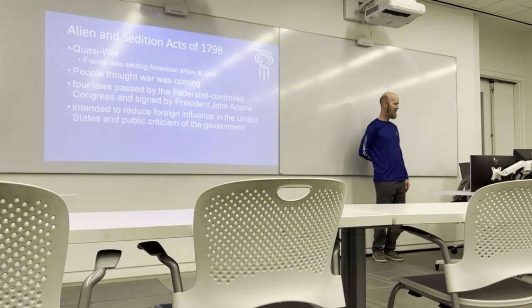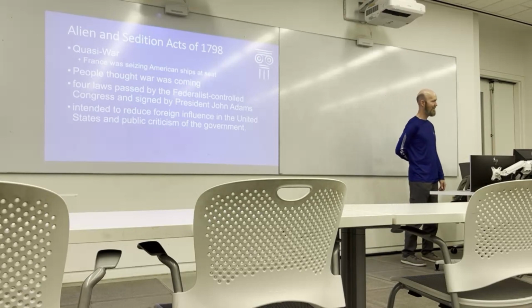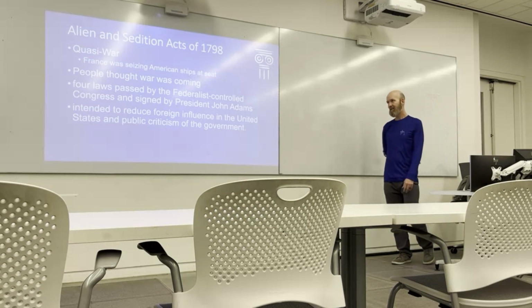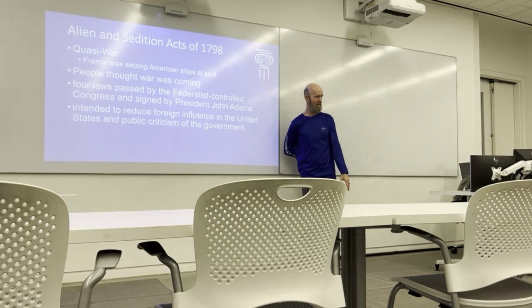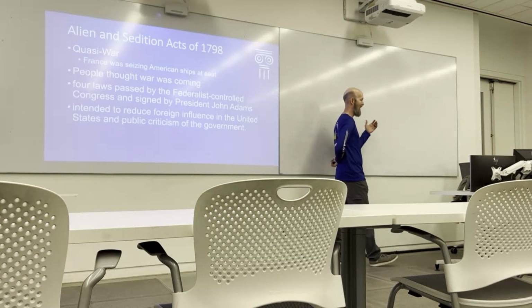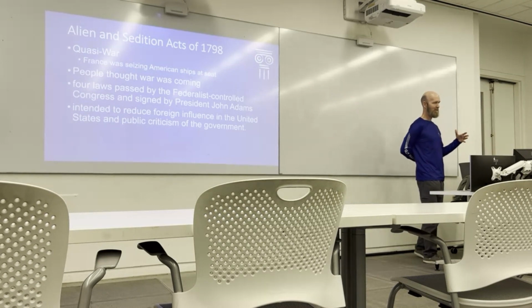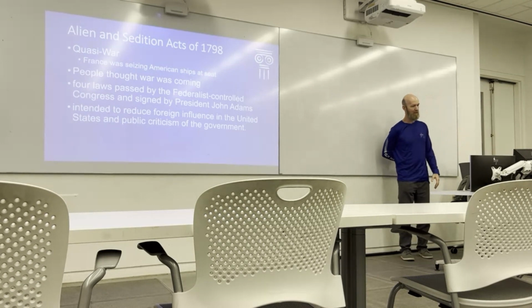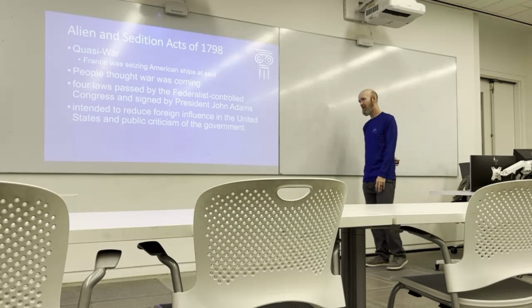The Alien and Sedition Acts. Alien means people from outside. Sedition is like treason. It's going against your government. So the Alien and Sedition Acts are to deal with the threat of foreigners doing something bad in our country. There was a sort of quasi-war going on where France was seizing U.S. ships, so we weren't in direct war, but Congress passes these laws because they fear that war is coming.